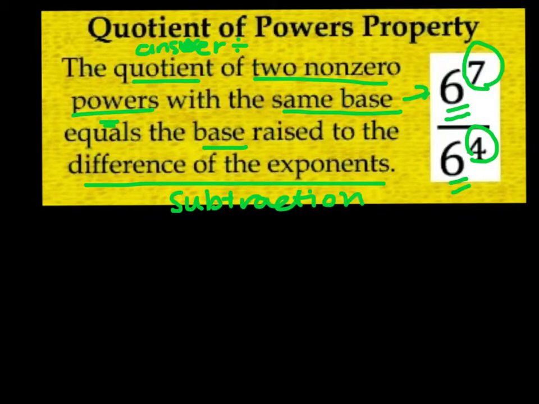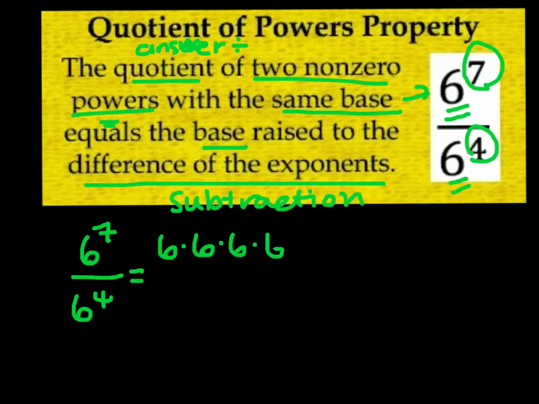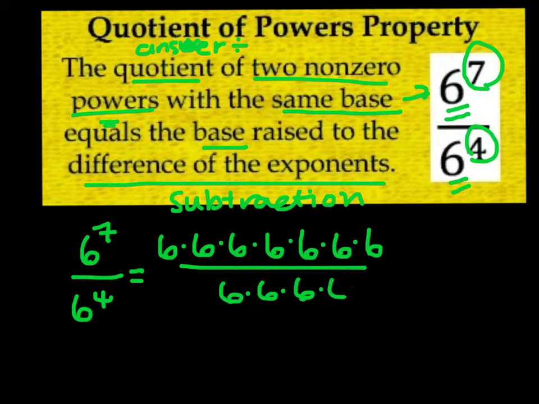So let's look at this problem. We have 6 to the 7th power over 6 to the 4th power. We can understand this conceptually, so we can say this is 6 times 6 times 6 times 6 times 6 times 6 times 6 over 6 times 6 times 6 times 6. So we have a lot of 6s going on. And we can actually simplify this. We can take 4 6s away on top and take 4 6s away on the bottom. So what we end up with is 6 to the 3rd power.